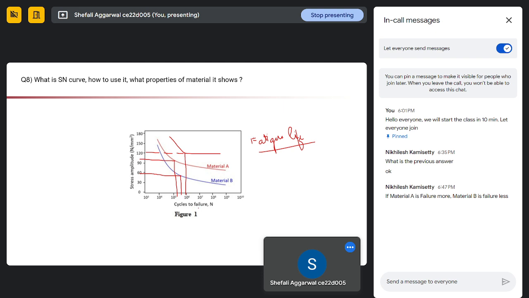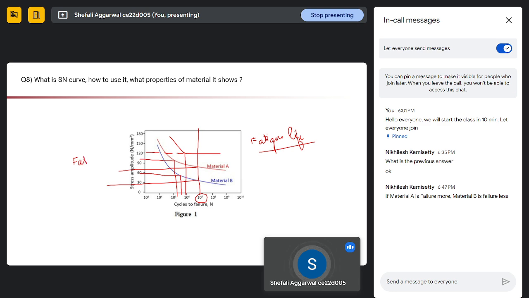Fatigue strength. Imagine I told you that my material has to endure 10 to the power 7 cycles of loading. At this point, I will make a straight line and we will check the stress value at this point. The stress value at a particular cycle of failure is called our fatigue strength.